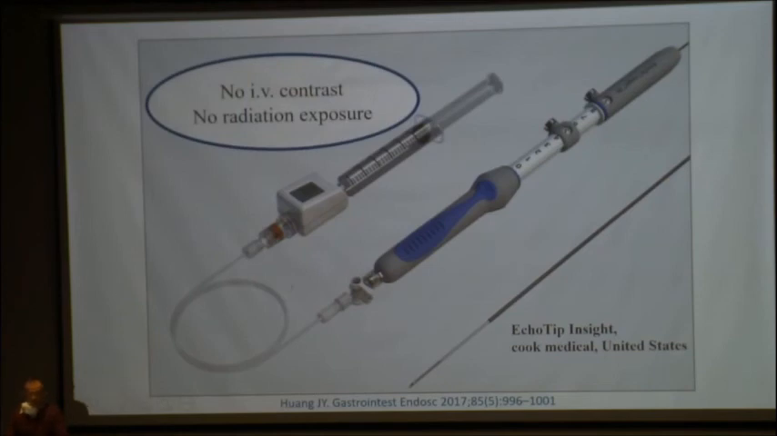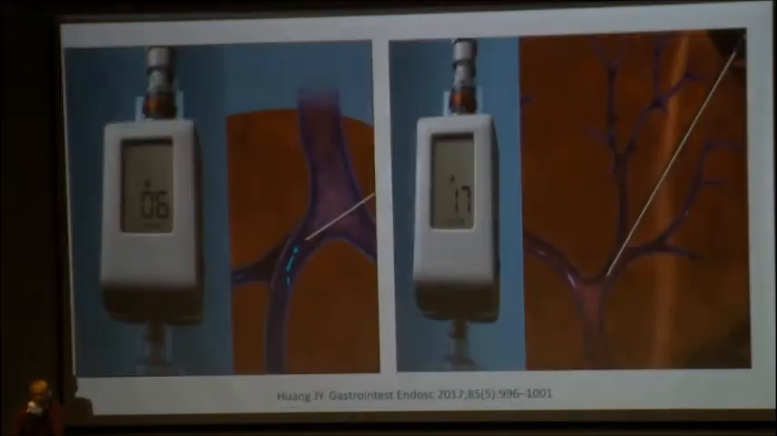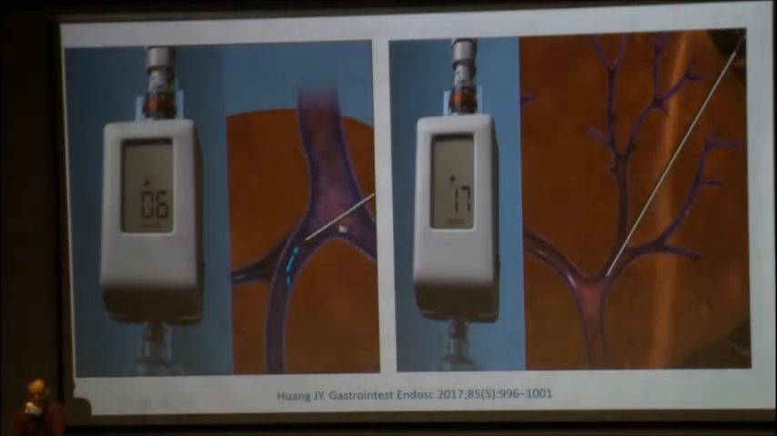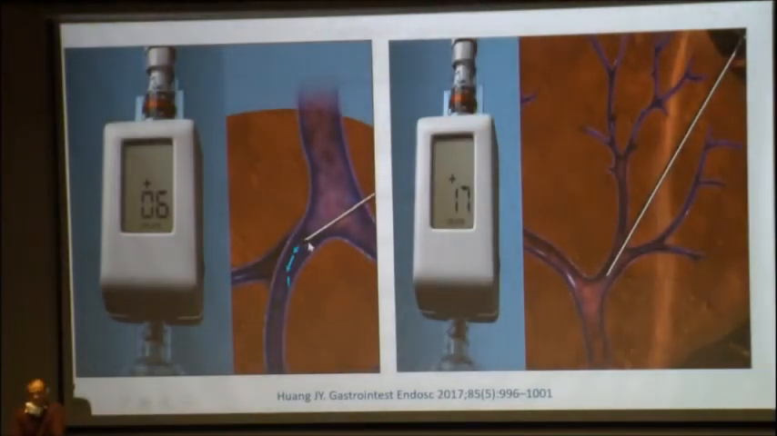It has the advantage compared to routine HVPG that it does not require any kind of IV contrast and there is no radiation exposure. And as we can see here, the pressure is obtained quite easily with this. We have punctured the hepatic vein here, the pressure is 6, and then subsequently we punctured the left portal vein, the pressure is 17, then we can quite easily calculate the portal pressure gradient in these patients.